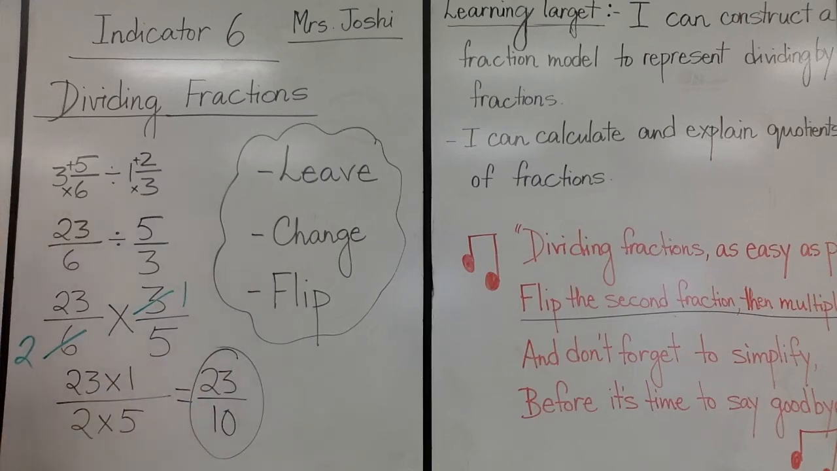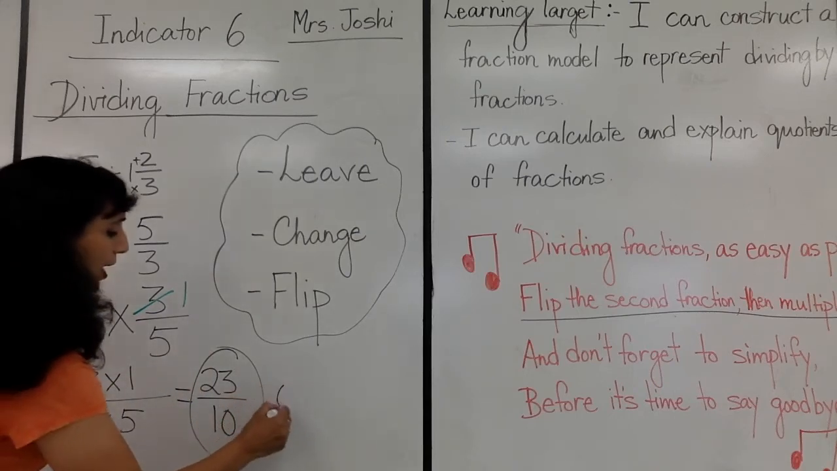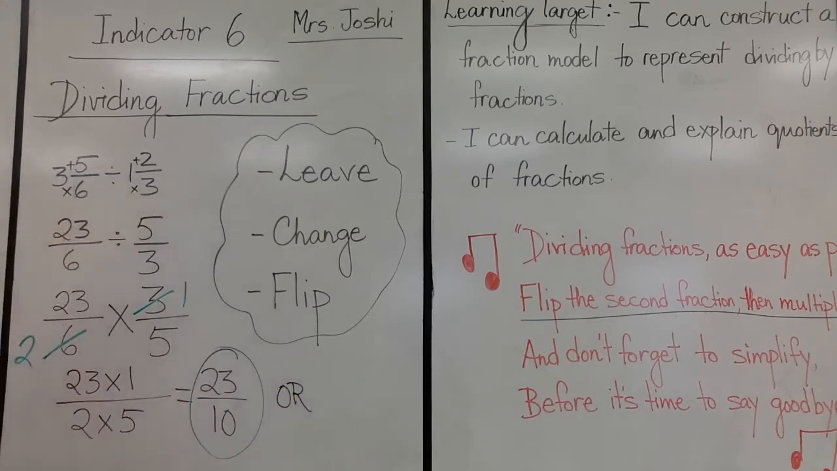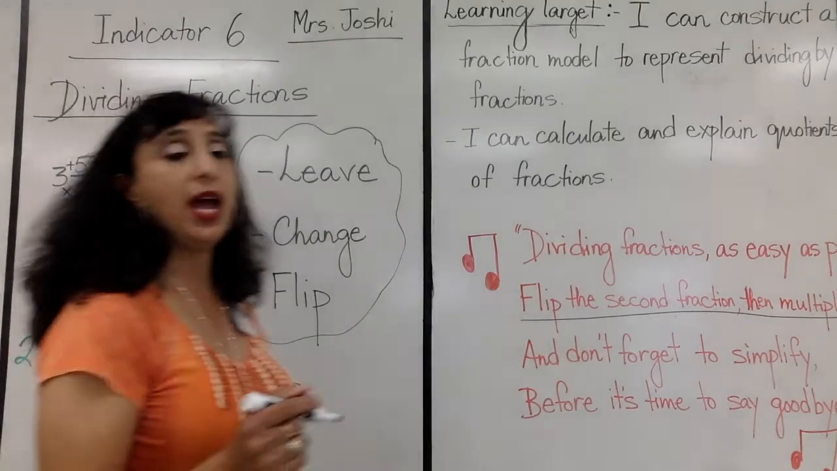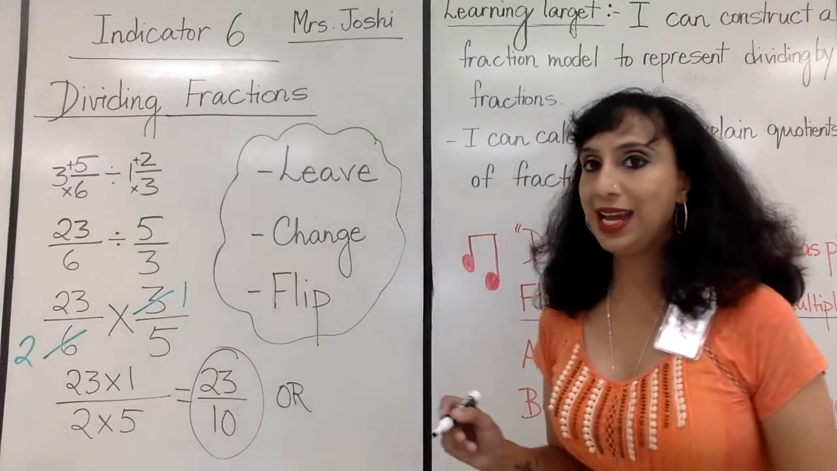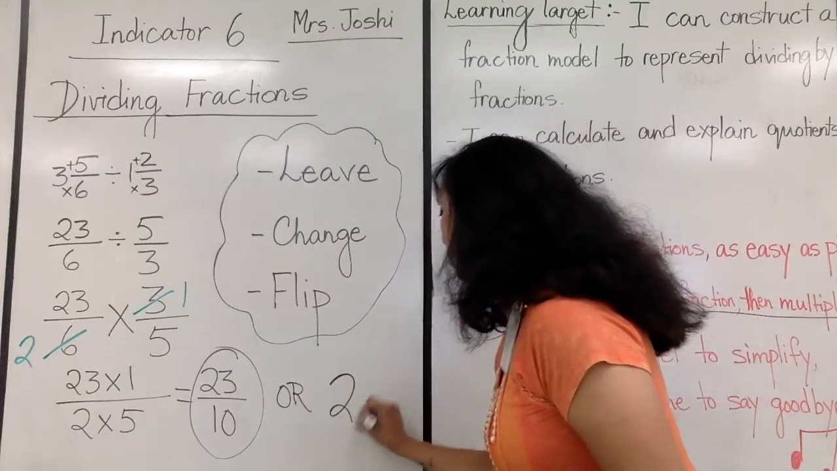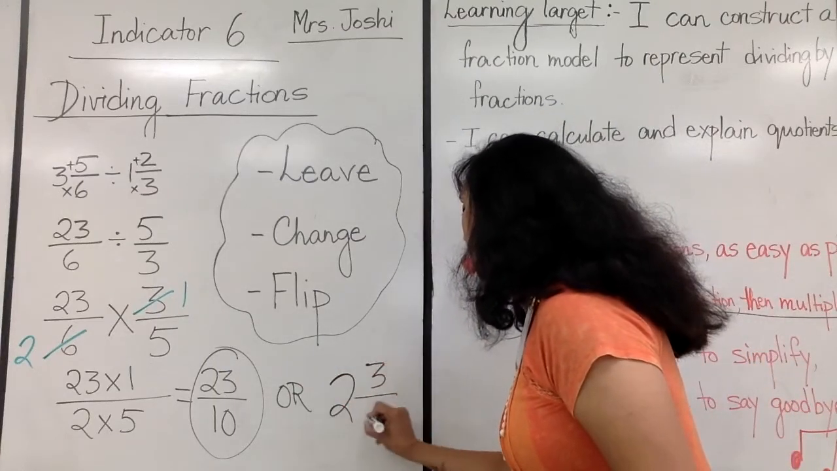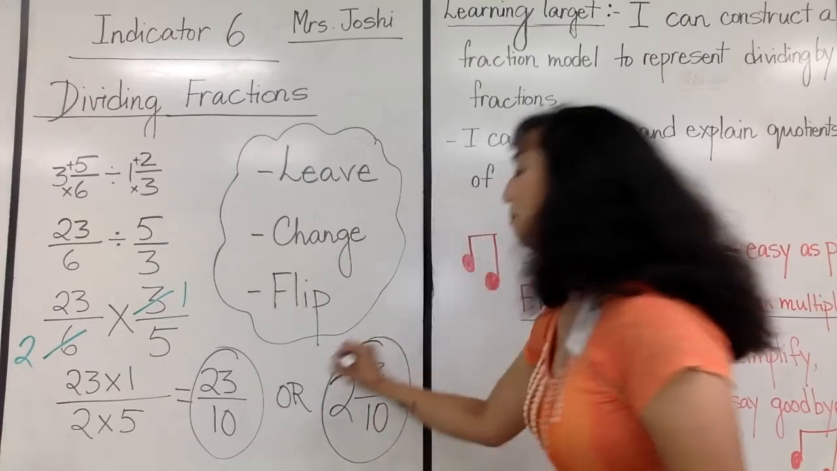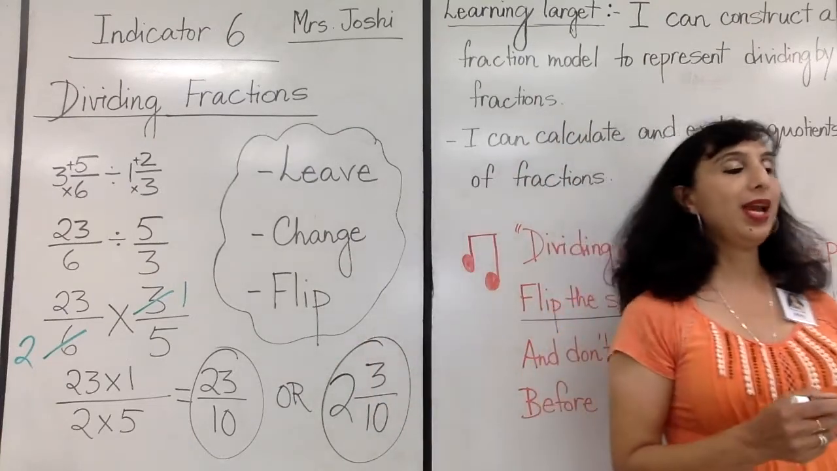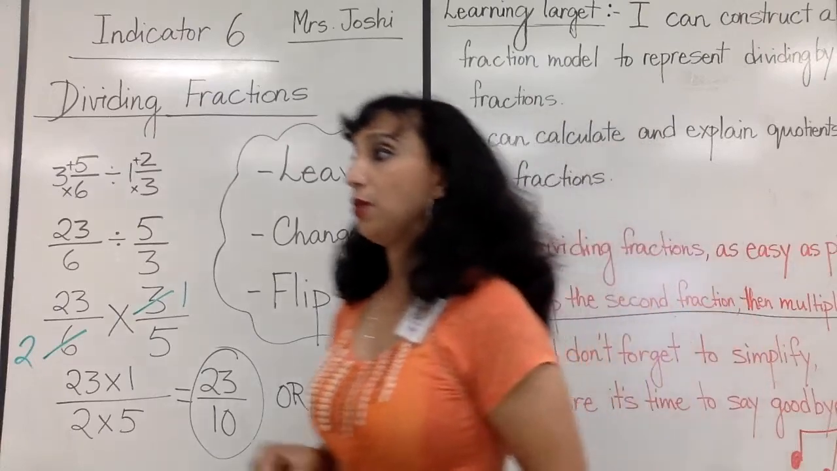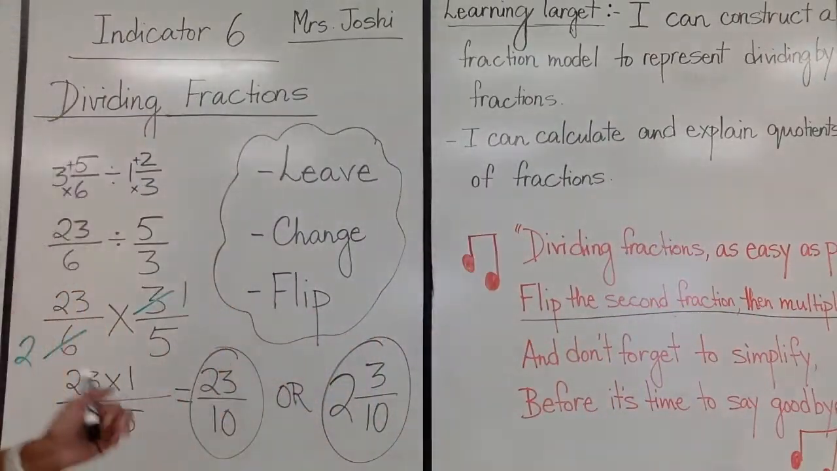Now you can either leave it as an improper fraction in simplest form, or you can change this to a mixed number. And I know that 2 times 10 is 20. You will get 3 remainder, and here is your mixed number. So remember, the key is to change that first step. Let's go ahead and do one last problem.